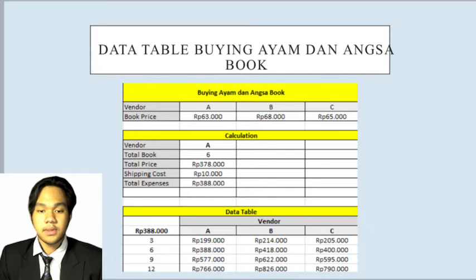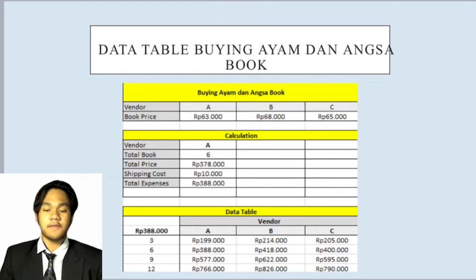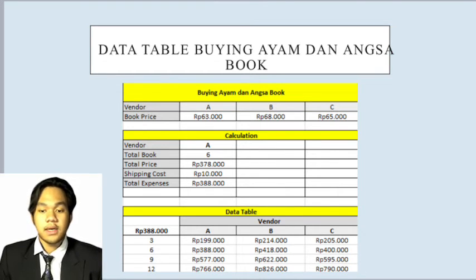For another example, we want to buy 3 books. On vendor A it will cost 199,000 rupiah, on vendor B it will cost 214,000 rupiah, and on vendor C it will cost 205,000 rupiah.